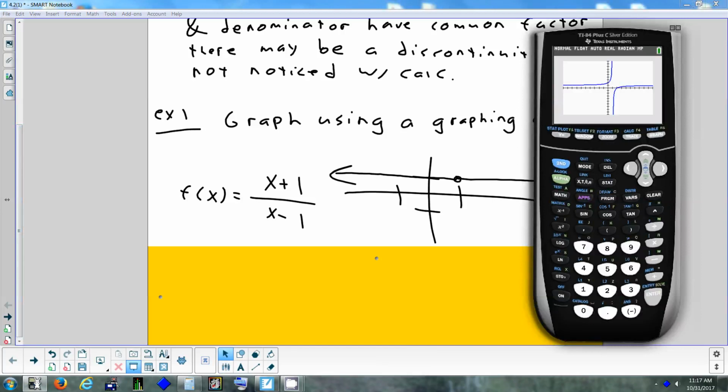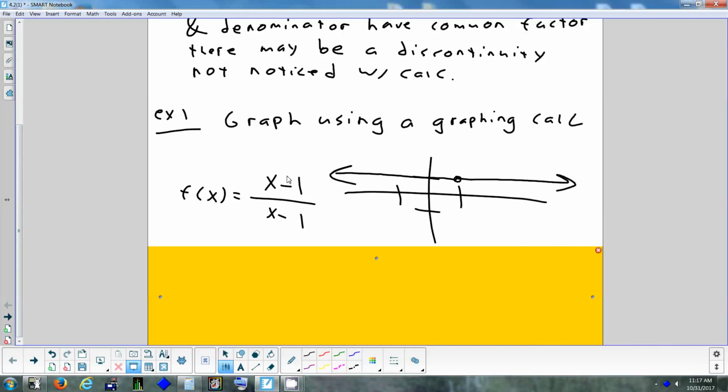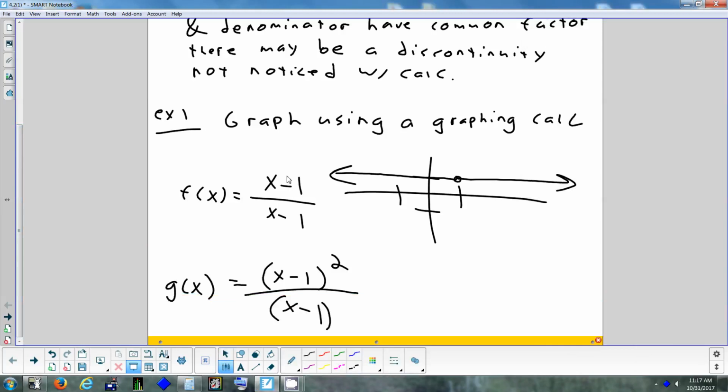Okay, so common factor in the top and bottom, hole. No common factor, asymptote. Okay, what would happen, I'm not going to graph it, but what would happen on this one? Would you have a hole at 1 or an asymptote? Asymptote. No, you have a hole. Well, do the top and bottom have a common factor?